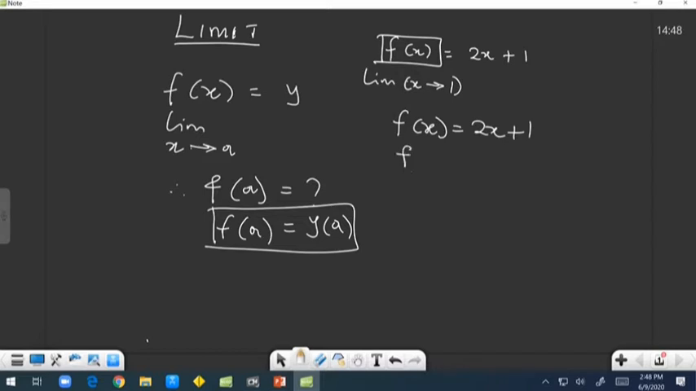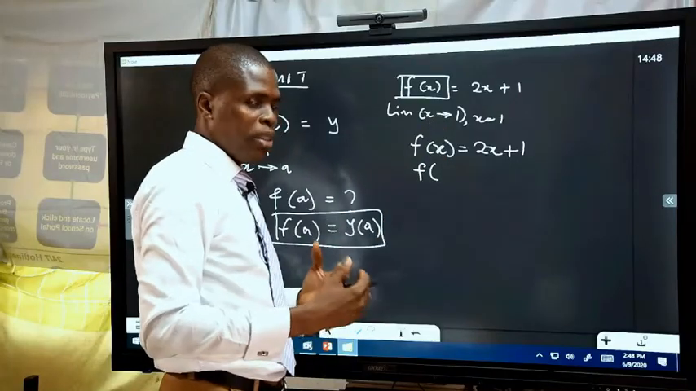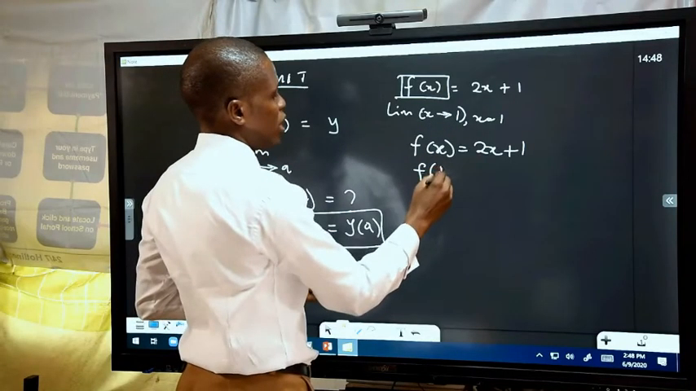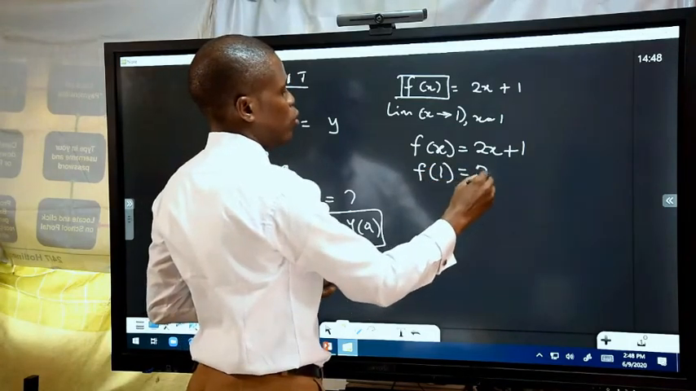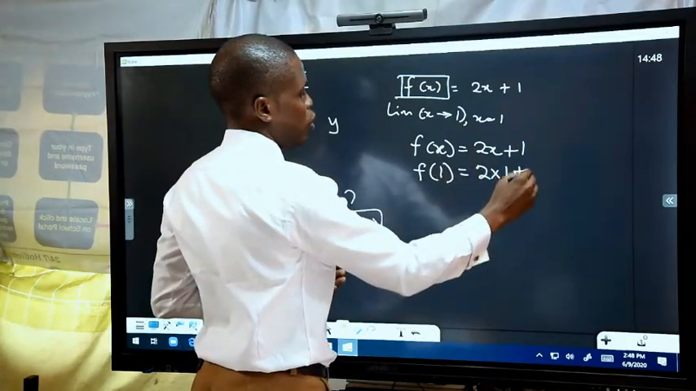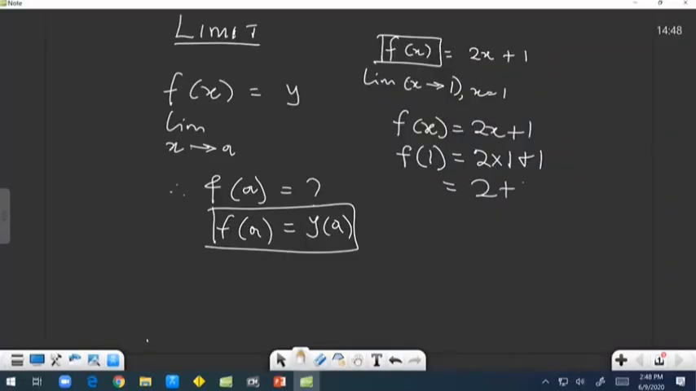If we substitute the value of x equal to 1 in this equation, that means as x approaches 1, we say f of 1 is equal to 2 multiplied by 1 plus 1. So 2 multiplied by 1 is 2, plus 1, that will give us 3. That means the value of f of x as x approaches 1 is equal to 3. That is just the basic definition. With this example, we have been able to establish the definition of the term limit.